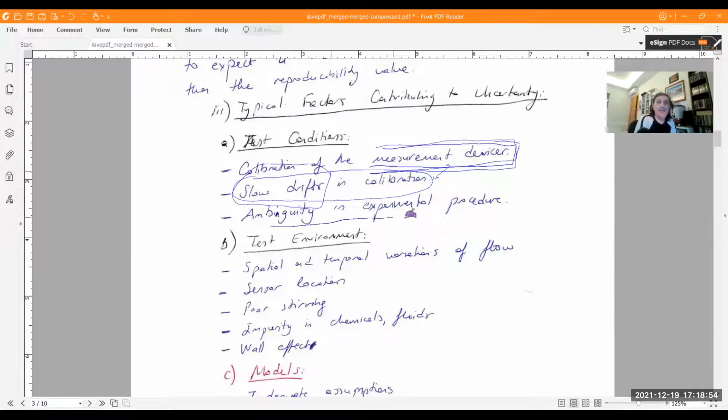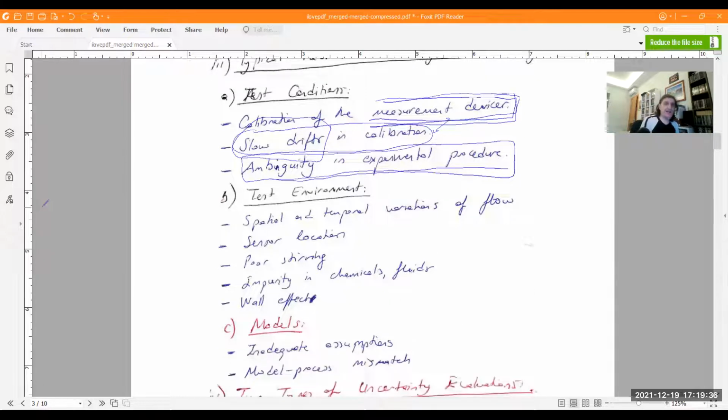And also ambiguity in experimental procedure is another cause of uncertainty. As I said previously, if it says wait for half an hour, that doesn't seem very precise, one may say. So one may tend to wait for 31, 32 minutes or something like this, or 28, 29 minutes. So if the results are pretty much dependent on those waiting times, those kinds of ambiguities in experimental procedure are one of the important factors contributing to uncertainty.